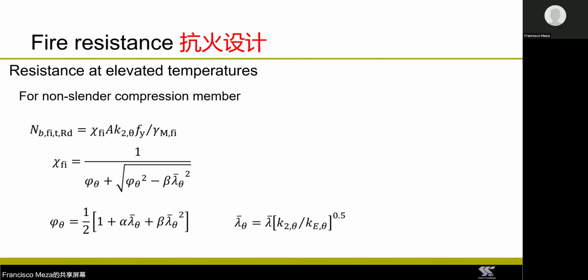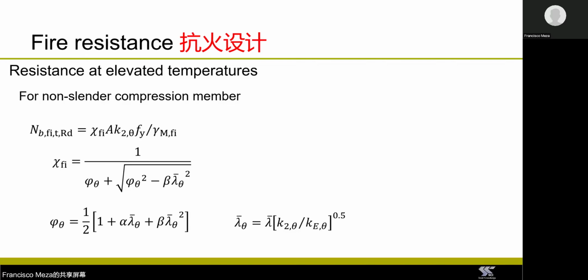So here I'm showing you as an example the equations that the Eurocode gives you to calculate the resistance of a column in a fire situation. And you can see that the equations are very similar to the ones that I showed you last week for calculating the resistance of a column at ambient temperature. So you have to use a buckling curve to account for global instability of the column. And the formulation of this curve is very similar to the one that you would use during ambient temperature design.